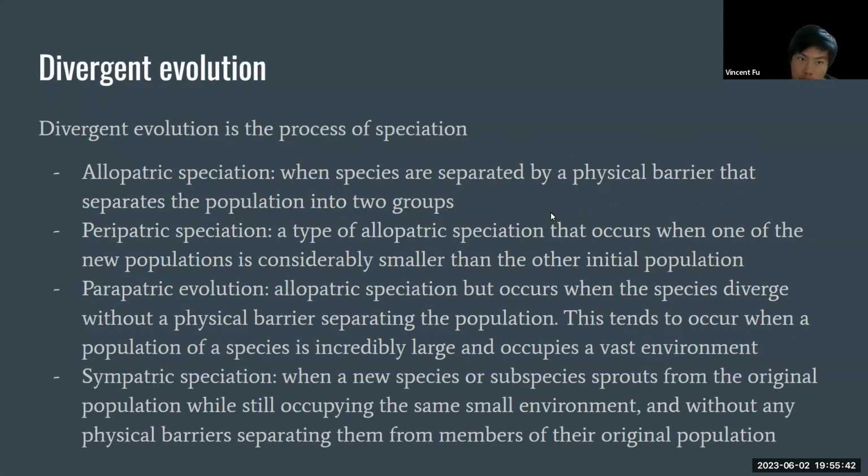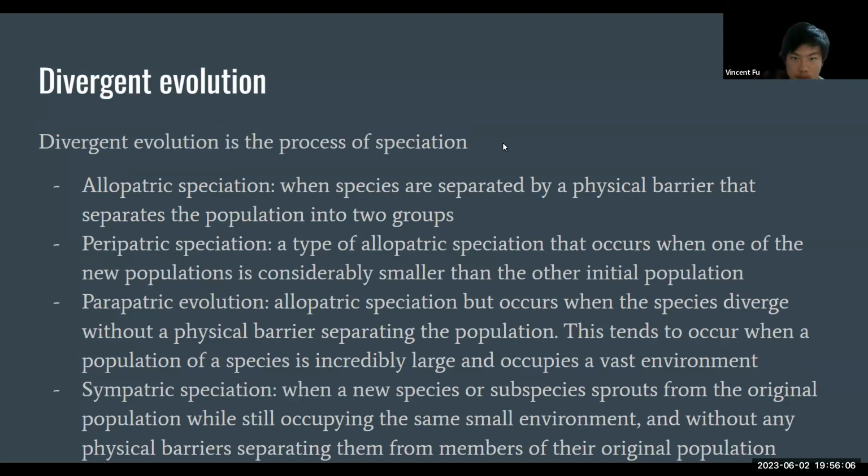Divergent evolution is a bit more complicated. Divergent evolution is the process of speciation. There are also four types of speciation, although the last one is not entirely accepted yet in the scientific community. So the first type is allopatric speciation.